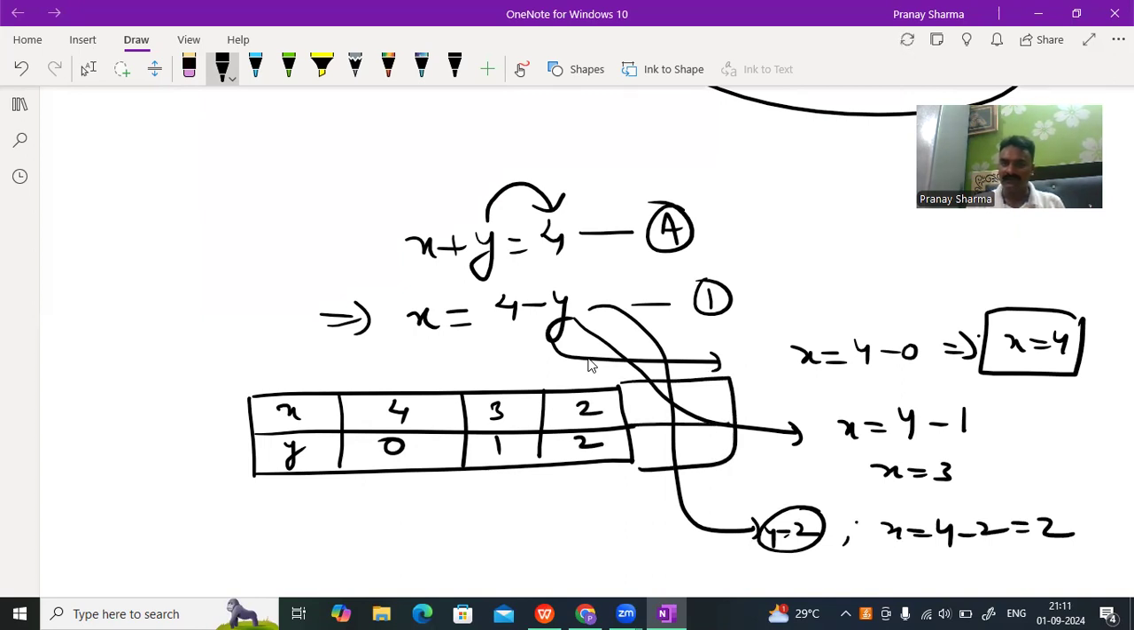Likewise, we can have infinitely many solutions for this. As you can see, yes, this is also giving us a solution. This is also giving us a solution. This is also giving us a solution. We can have infinitely many solutions for this.